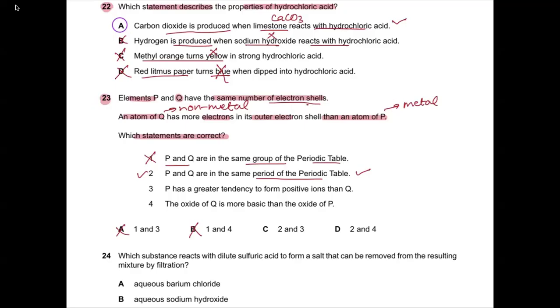So statement 2 is wrong, right? Oh, sorry, statement 2 is correct. Now, P has a greater tendency to form positive ions. We have identified P as a metal. So metals do have a greater tendency to form positive ions than non-metals, right? So statement 3 seems to be correct.